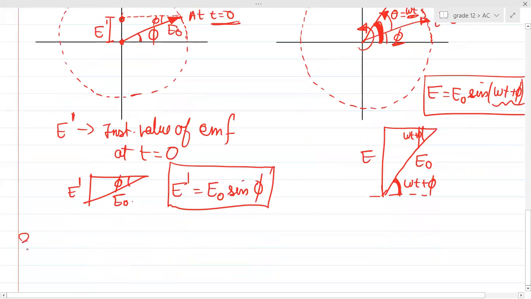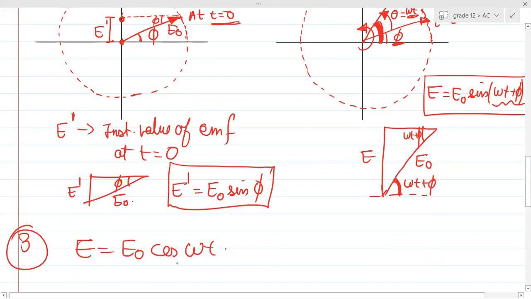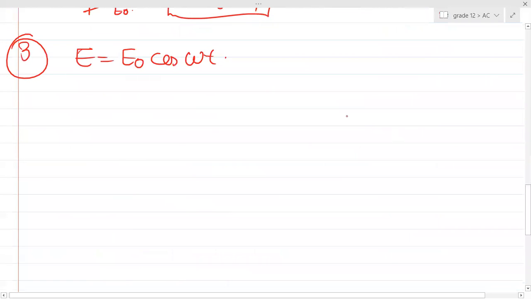Now, can anyone tell me the third one? If I have E equals to E naught cos omega t, so what is E equals to cos omega t? Can you see? E equals to E naught cos omega t is nothing but E equals to E naught sine omega t plus 90, right?